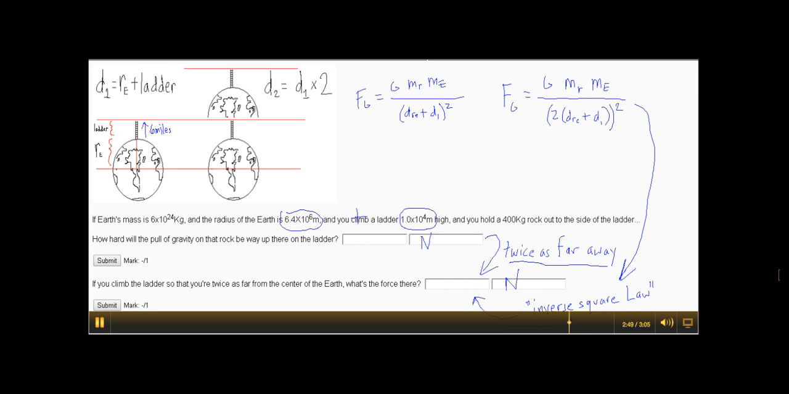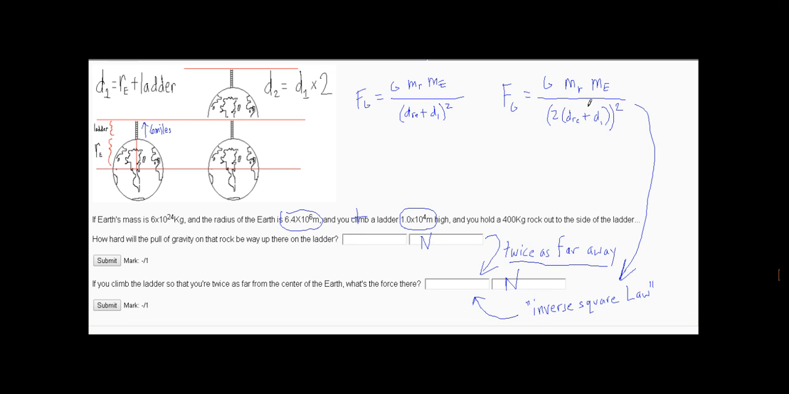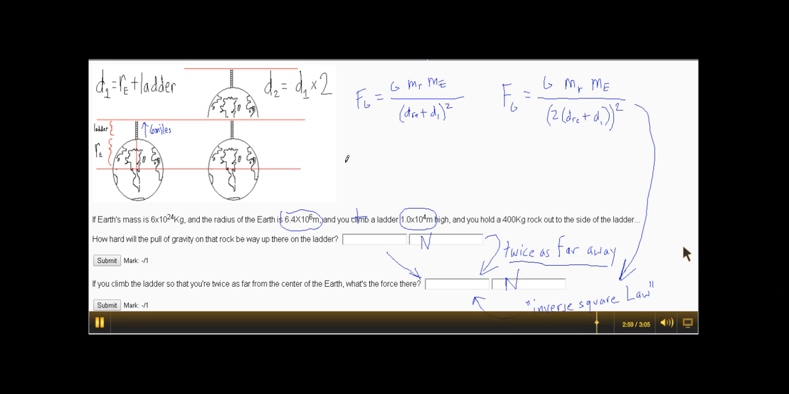The easy way is the inverse square law. If you're good with your calculator, this isn't too hard either. But that's the relationship between these two things. As you go away from the Earth, gravity gets less. Gravity is reduced with distance by the inverse square law.